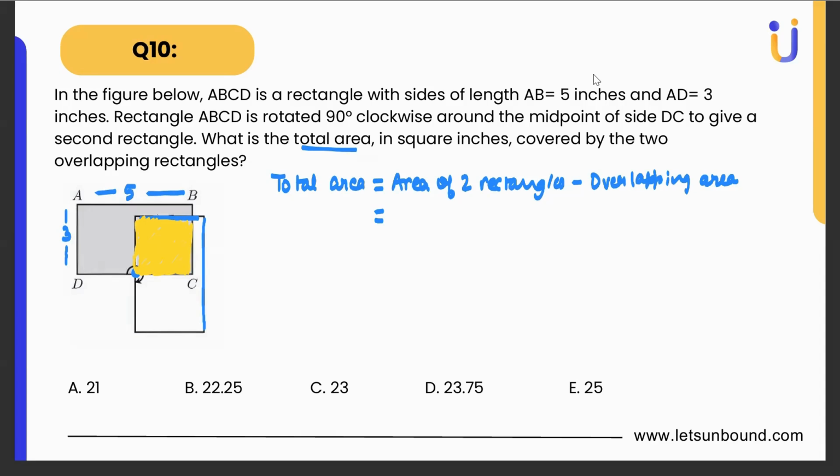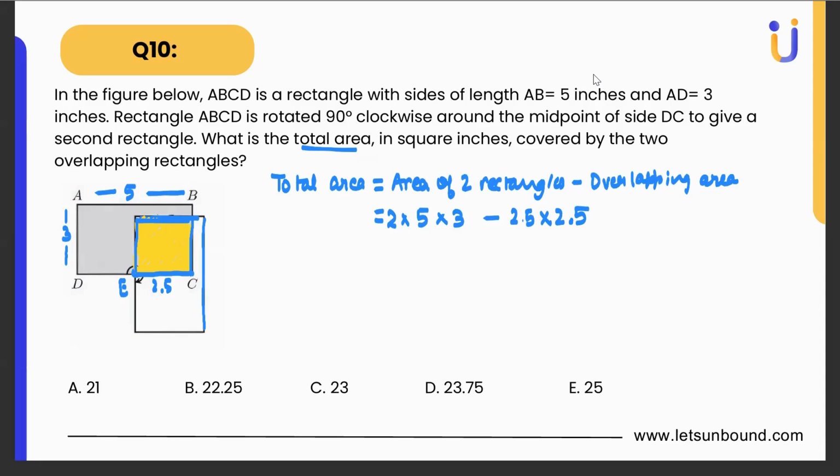Now, two rectangles would mean rectangle area 1 is length times width, which is 5 times 3. And because both of them are the same, we can just double that area. If I look at the overlapping area, it looks like a square. And remember that it was rotated about this point, which was the midpoint of CD, which means if AB was 5, this point from C to E, let's say, would be 2.5. And because it looks like a square, it is 2.5 times 2.5. The area of a square formula is side times side.